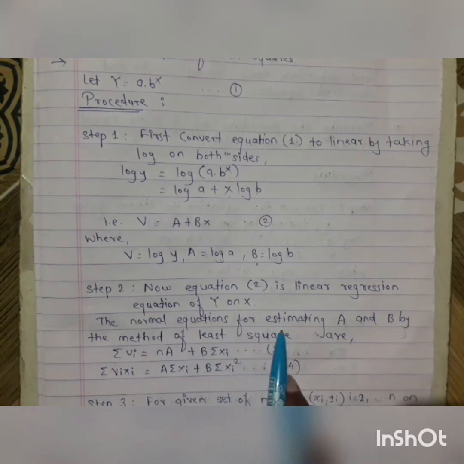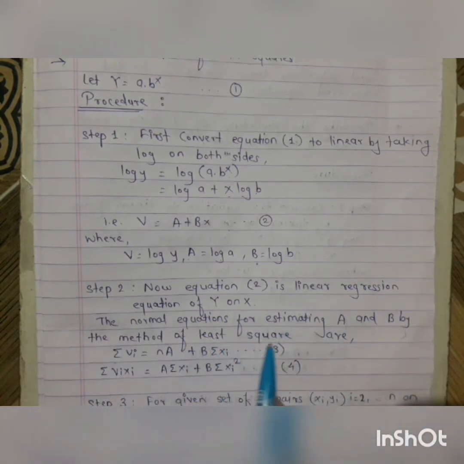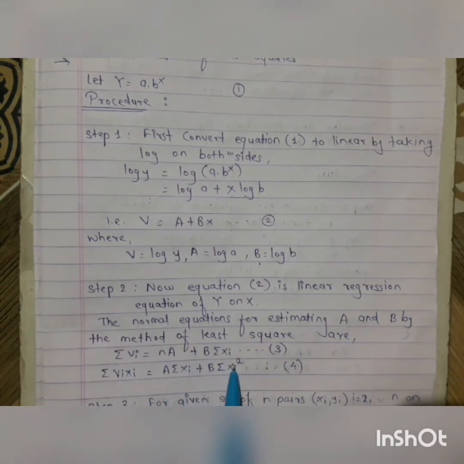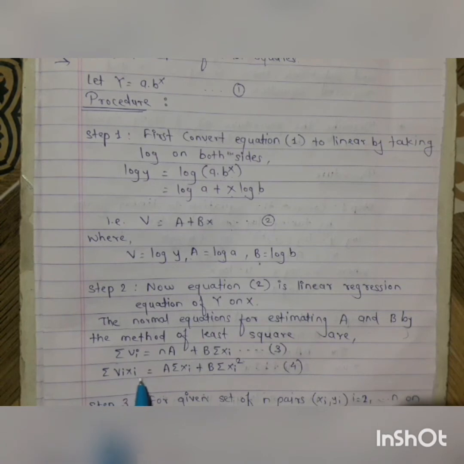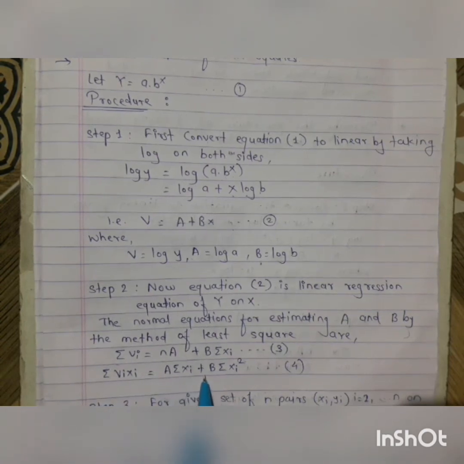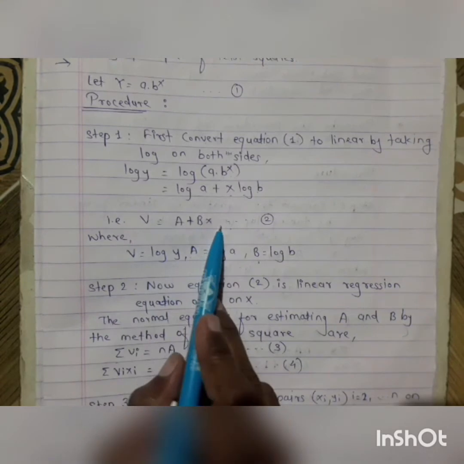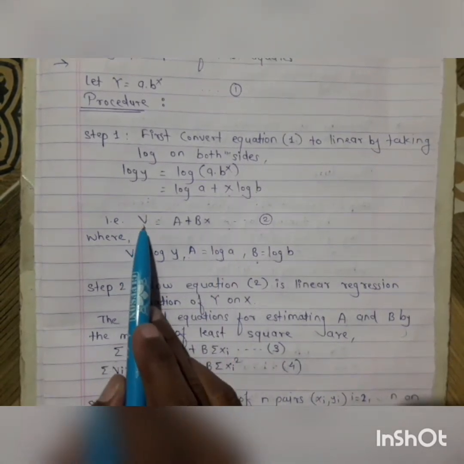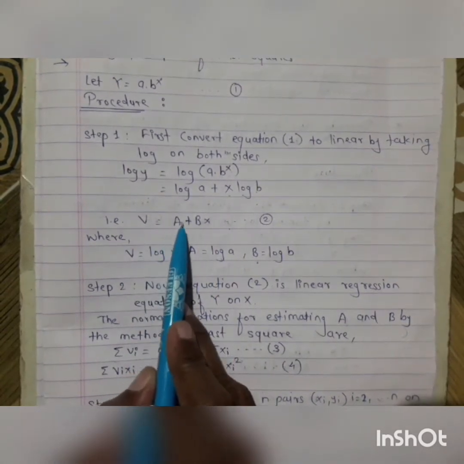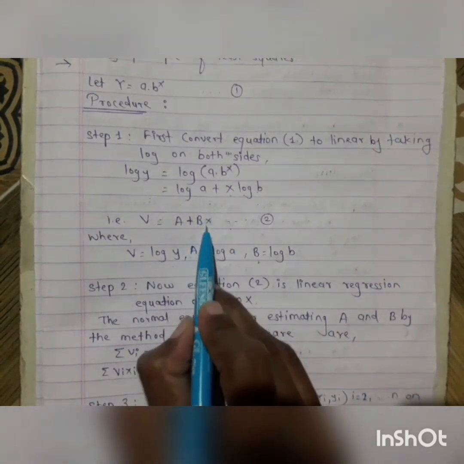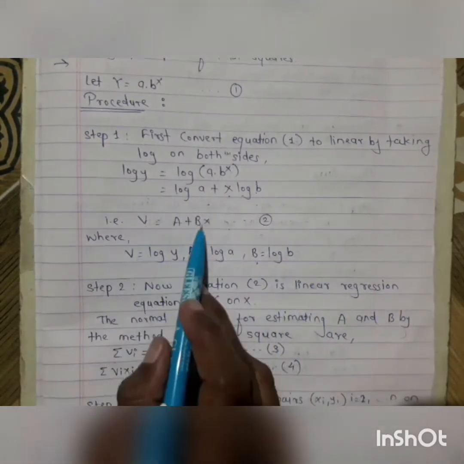The normal equations for estimating a and b by the method of least squares are summation vi is equal to na plus b into summation xi, and summation vi xi is equal to a into summation xi plus b into summation xi square. This is equation number 4 and this is equation number 3. That is taking summation on both sides, and we know then summation vi plus a and summation 1, that is summation 1 is n, and b into summation xi, and also multiply. Then next step, multiply xi both the side.